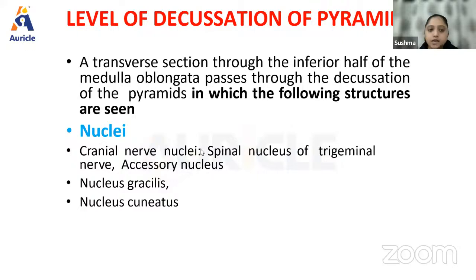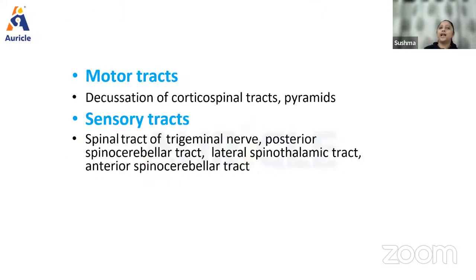Spinal nucleus and accessory nucleus are present here. Of course, I've already taught you that nucleus gracilis and cuneatus are present, which are part of the dorsal column. If you know what anatomy is present, or if you've understood which structures are anterior and posterior, you can clearly write it without even learning by heart. Then motor tracts. What different motor tracts do we have? We have decussation of corticospinal tracts and pyramids, right? Anything difficult? All these structures we have already covered. Just write the same thing here.